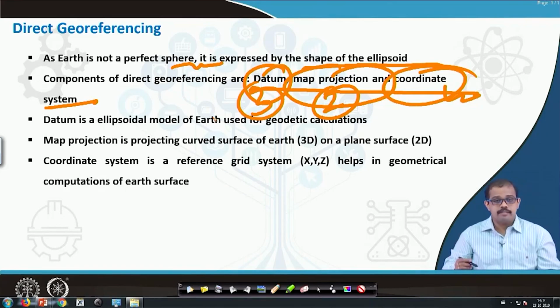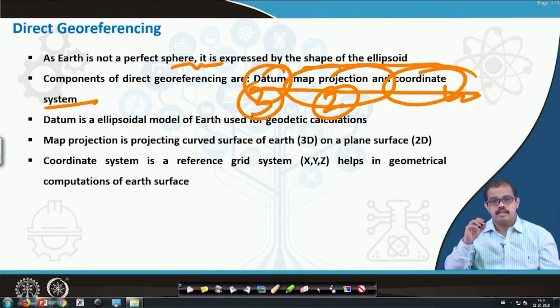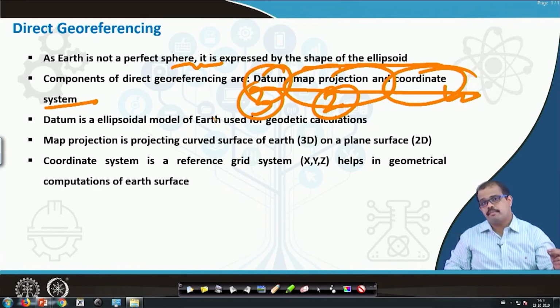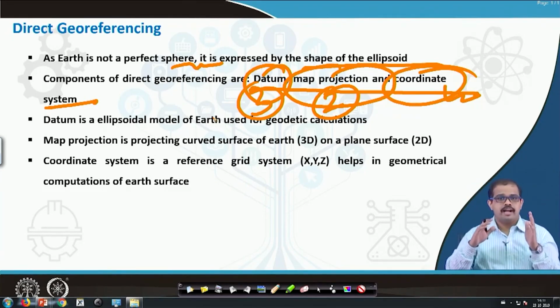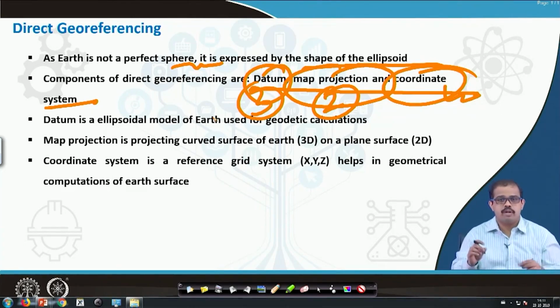Then you have coordinate system. It is a reference grid system. It helps in geometrical computation of the earth surface. Otherwise, you will not be able to compute exactly the geometrical region where you are located, the x, y, z components. Okay. So, keep all these three things in mind. The first thing, as soon as you look at any digital map, is if it is georeferenced, please look at its coordinate system, its projection system, and then datum. Because most of the students, even today, whatever I see is that as soon as they get a map, they will be enthusiastically looking for what data I can gather.